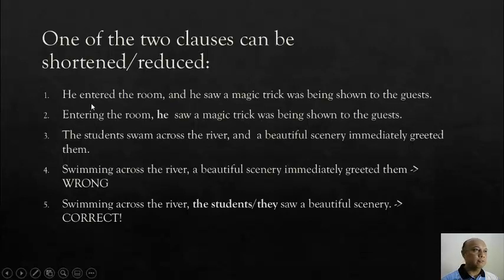So you have two clauses here. He entered the room. That's the first clause. He saw a magic trick was being shown to the guests is the second clause. Now we can shorten the first clause, or we can reduce the first clause. So it becomes entering the room. You delete the he, and then you change this into ing form. Entering the room, comma, he saw a magic trick was being shown to the guests.